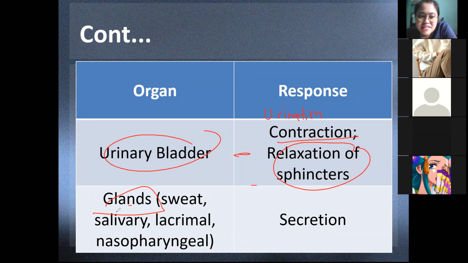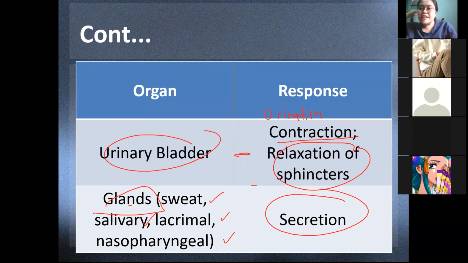And for the glands, tanan klaseng glands, may it be sweat glands, salivary glands, lacrimal glands, or nasopharyngeal glands, acetylcholine will stimulate the production of the mucus, of the tears, of the sweat, tanan. So basa when you say acetylcholine. So these are the parasympathetic effects or the cholinergic effects.